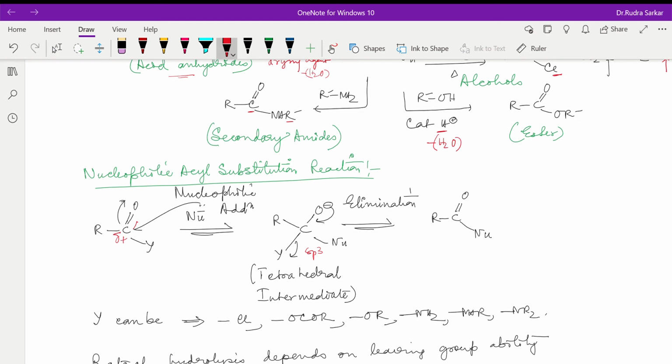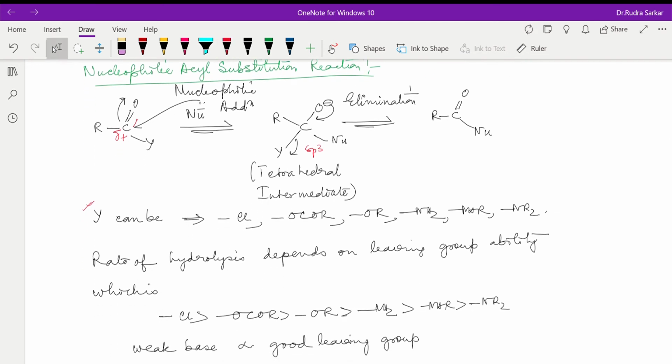Now here Y can be many molecules or atoms such as Cl, OCOR, OR, NH2, NHR, NR2. When Cl is there, it is an acid chloride. When OCOR is there, it is an anhydride. When OR is there, it is an ester. When NH2 is there, it is an amide. For NHR, it is a secondary amide, and for NR2, it is a tertiary amide.